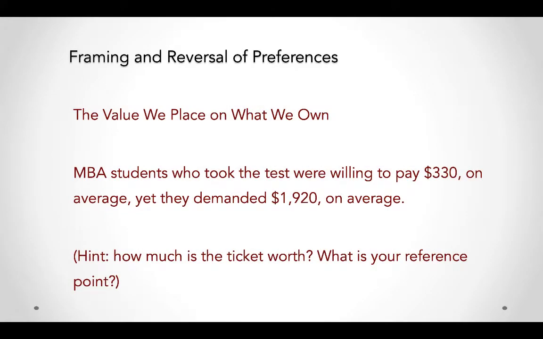The result is that the people who were trying to buy the ticket were willing to pay $330, and if they had the ticket, they demanded about $1,900 for it. So the question is, why is there so much difference, and how can we mitigate this so the transaction can eventually happen? The question becomes, again, what's my reference point? What is it I'm trying to figure out as my reference point?